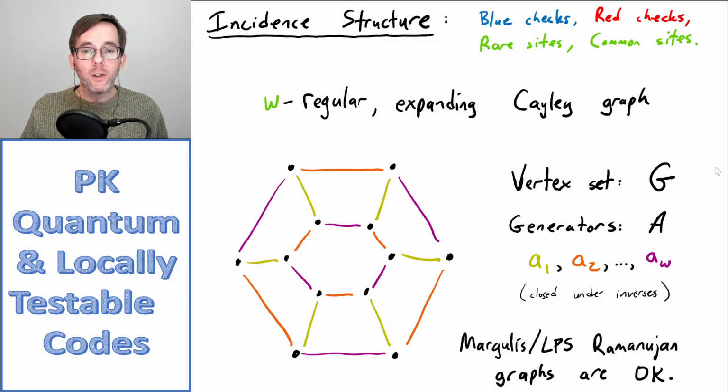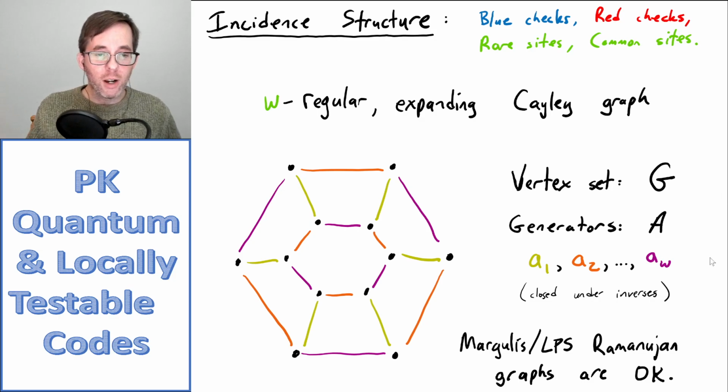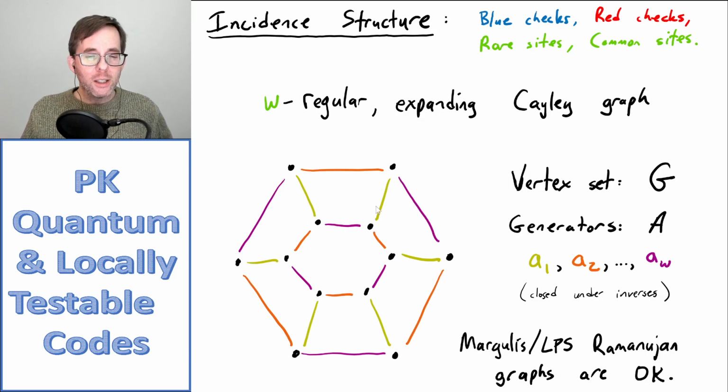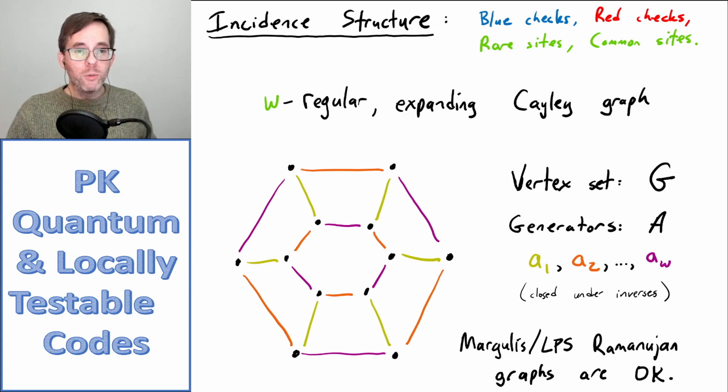And so for the Cayley graph, you'll have some vertex set G, that's a group, and you'll have some set of generators A of constant size W. And your generating set should be closed under inverses, so that's fine. So as I said, Margulis, LPS, Ramanujan graphs are okay. This picture is a little bit bogus because W should be even if these generators are to come in pairs like a and a inverse, but anyway, I just wanted to draw a 3-regular graph. Okay, so you start with a W-regular expanding Cayley graph.